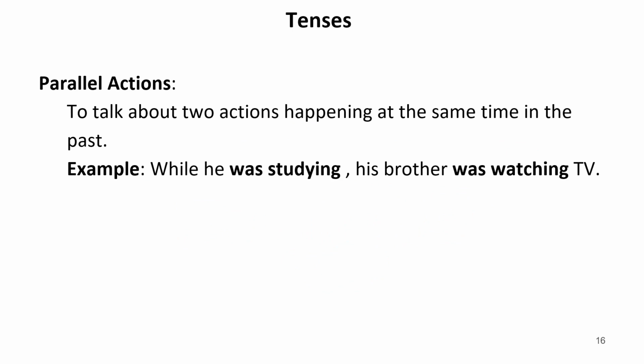To talk about two actions happening at the same time in the past. Now, they can be two actions going on parallelly in the past. While he was studying, his brother was watching TV. So there are two brothers. One was studying and one was watching TV. So it was also the time of past, and two parallel actions can be shown using past continuous tense.